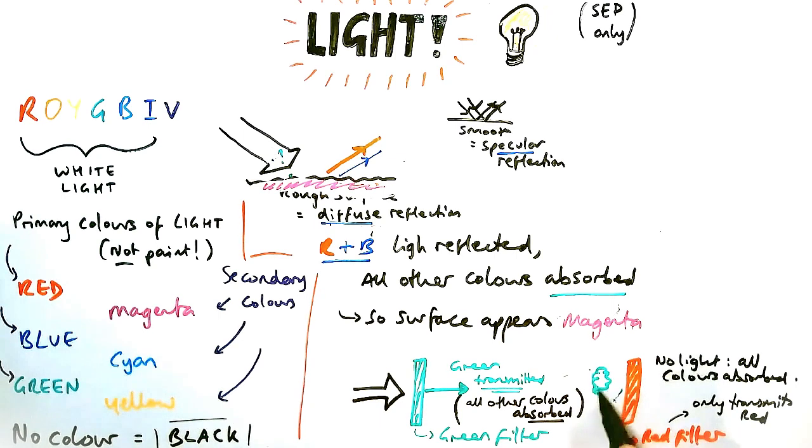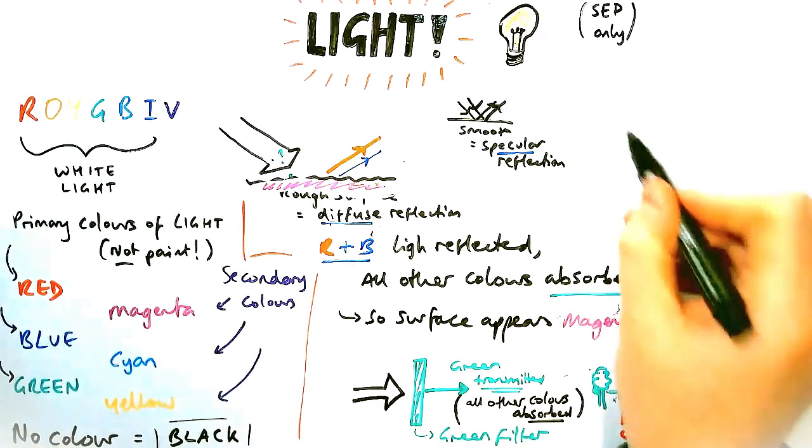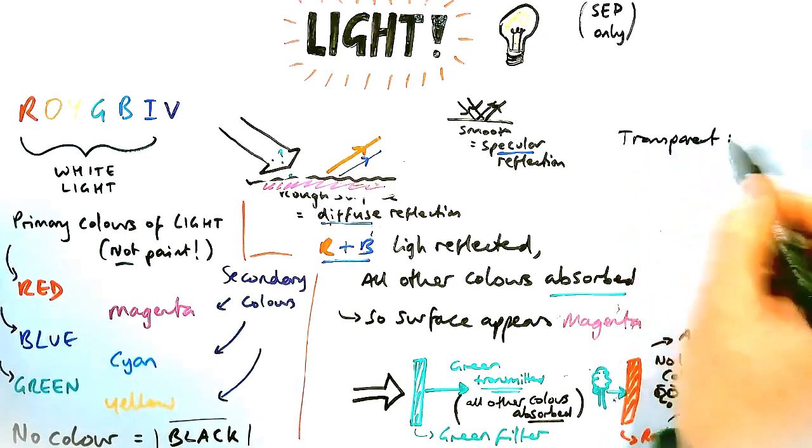Now, what about if it was an object instead of a filter? So imagine you had a red filter over your eye, you looked at a green tree. Because there's no red light in that green, that object would appear to you to be black, because there's no light getting through the filter. Black meaning no colour at all. Now, this can work with all colours, but it's easier to talk about in terms of primary colours because those are the most straightforward ones.